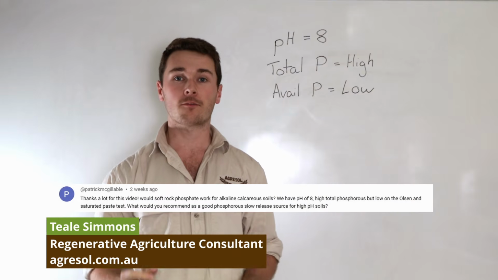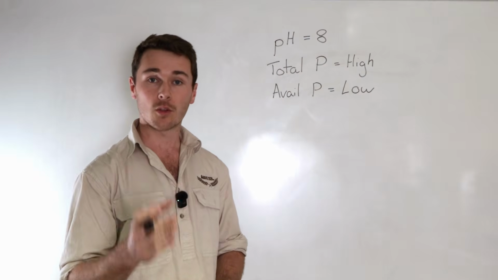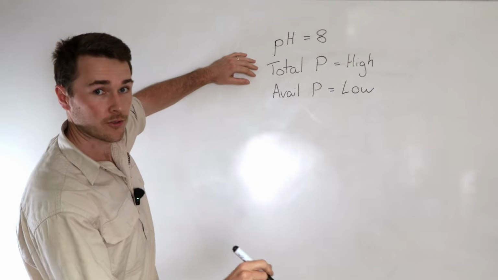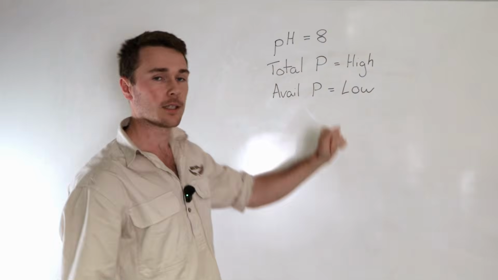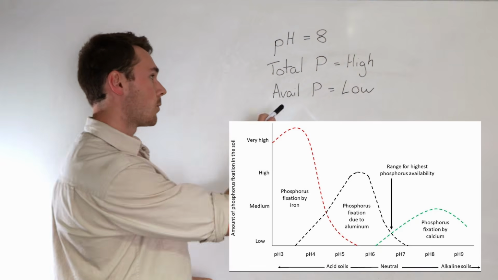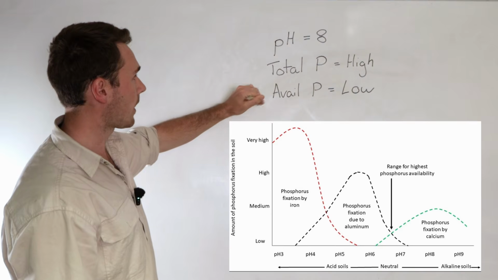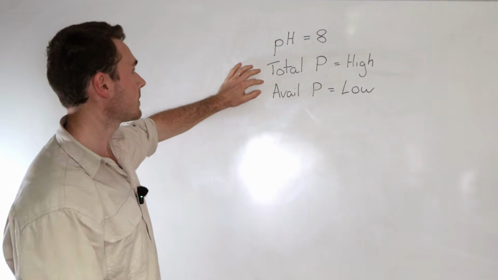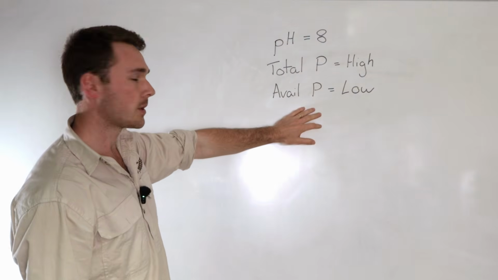Hey, so I got a question from a subscriber asking whether or not they should apply soft rock phosphate to their farm. They said they had a pH of 8, their total phosphorus is high, but their available phosphorus was low. What's probably happening here is that there's excess calcium in the soil, and that calcium is reacting with that phosphorus, tying it up. So that's how you can have a high total phosphorus, but if all that phosphorus is reacting with that calcium in the soil, because it has a high pH, then your availability is going to be low.